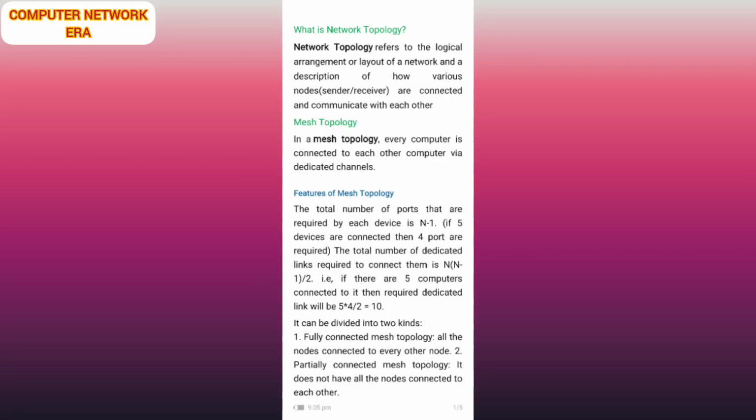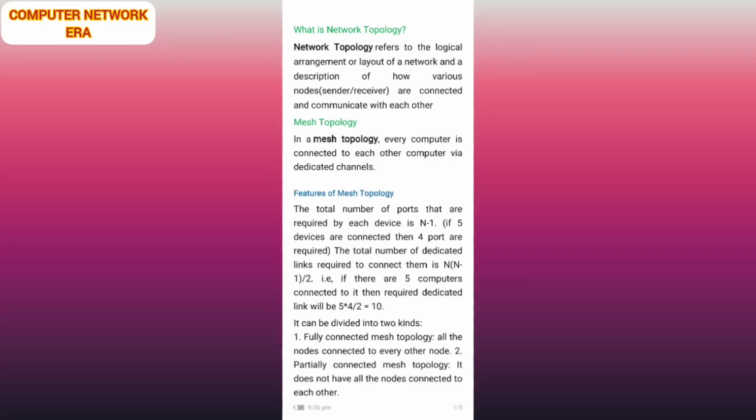As its name shows, it's a mesh. It creates a mesh, so every computer is connected to each other via dedicated channels. Each one has a dedicated channel. So what are the features of mesh topology? The total number of ports required by each device is n minus 1, where n is our total number of devices. Like if we have 5 devices connected, then 4 ports are required. We have a total of 5, 5 minus 1 is 4.